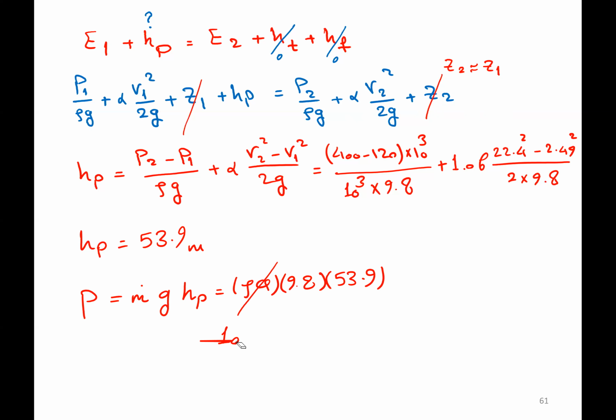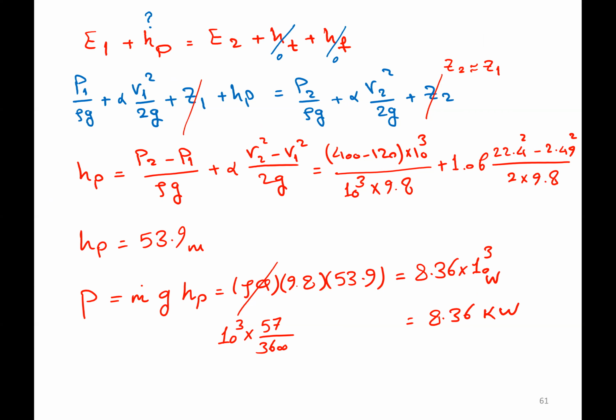And then rho Q is like, rho is 1000. So this is rho, this is density, times Q, which was given 57 divided by 3600. So if you calculate this, you will get 8.36 times 10 to the third watt, or you can say 8.36 kilowatts. So that's the power which is actually delivered to the flow by the pump.